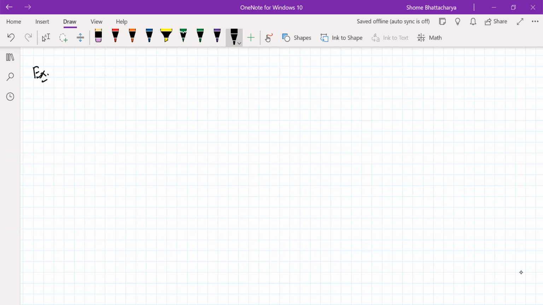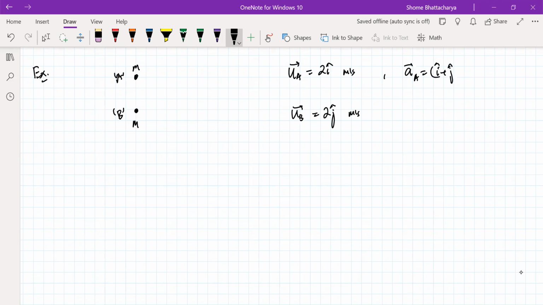Okay, so it says that two particles have the same mass. So let's say this is A and this is B. Now we don't know where they are initially, but it doesn't really matter. We have to only find the trajectory. Now A has an initial velocity of 2 i cap and B has an initial velocity of 2 j cap in meters per second, and A has a uniform acceleration of i cap plus j cap in meters per second squared, whereas B has an acceleration of 0. It's moving with uniform velocity.